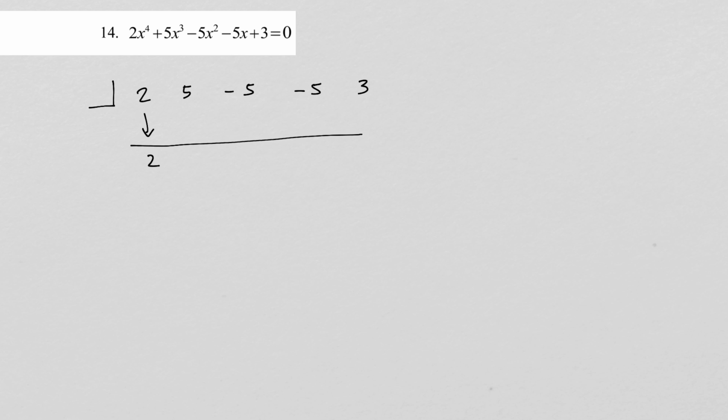And again, I always like to start by guessing 1 because 1 is a factor of all numbers. 1 times 2 is 2. 1 times 7 is 7. 1 times 2 is 2. 1 times negative 3 is negative 3. And adding here, we get 0. So we have success on the first try.